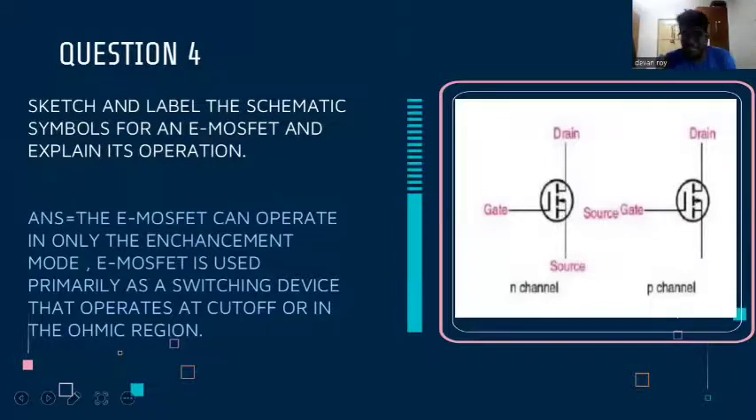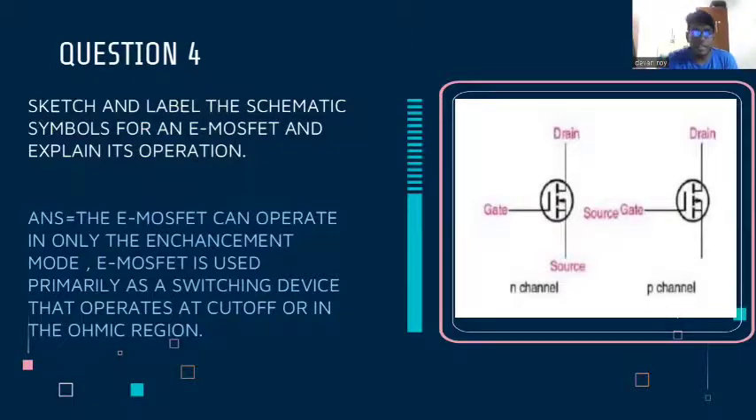The E-MOSFET can operate only in enhancement mode. It is used primarily as a switching device that operates in the cutoff or in the ohmic regions. So this is one example of the pictures. We have a gate, and two types of channels, N-channel and P-channel. They are a bit the same, but quite different. In this example, we see a gate, drain, and source.